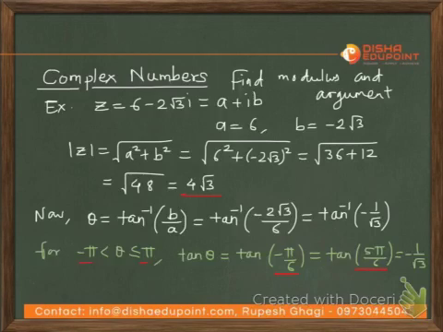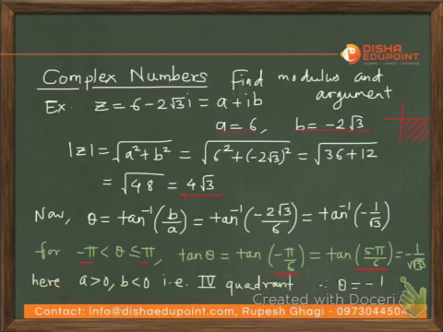Then no, we cannot. Actually here a is positive and b is negative, right? A is positive and b is negative. So if a is positive and b is negative, that is the fourth quadrant, right? That means the angle must lie in the fourth quadrant, and here the angle in the fourth quadrant is minus pi by 6, and that's why the principal argument is equal to minus pi by 6 for the given number.